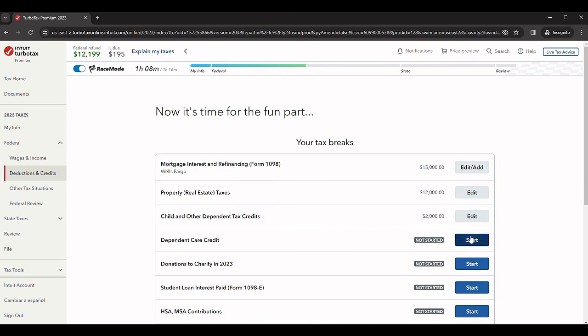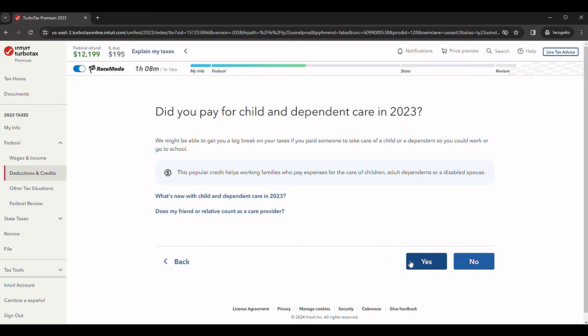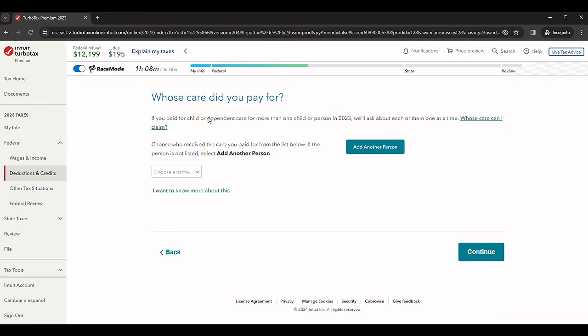Dependent care, let's just say, okay, I'll show you this. So this is for daycare expenses or childcare expenses, but it could be for an adult dependent as well. But let's just say it's for my child, LeBron James. Did you pay for child dependent care in 2023? Yes. Whose care did you pay for? Okay, so listen, if you pay for, let me just answer this.